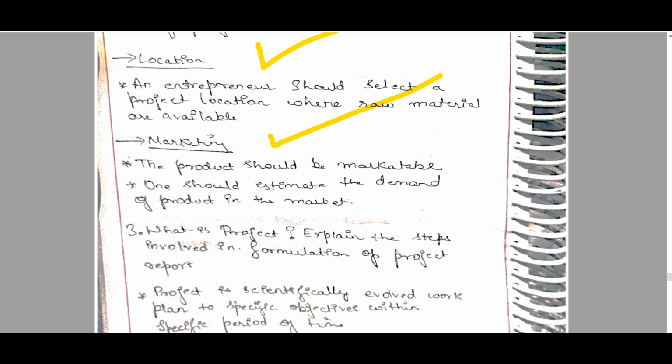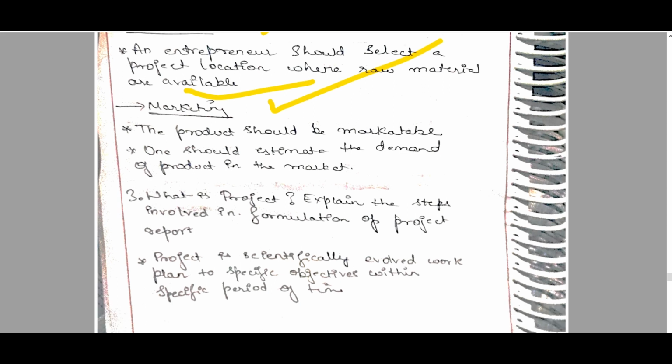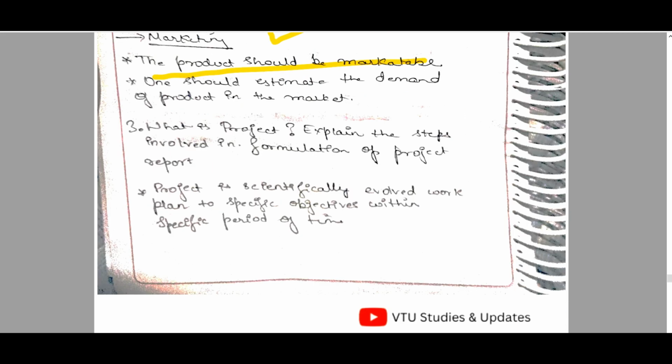Location. An entrepreneur should select a location where raw materials are available. To establish a power plant, the best place is Gujarat. If we select Bihar or any other state which is not efficient for the raw materials, then he will be in loss. Market: the project should be marketable. One should estimate the demand of the project in the market.